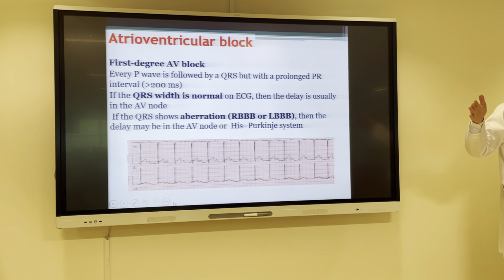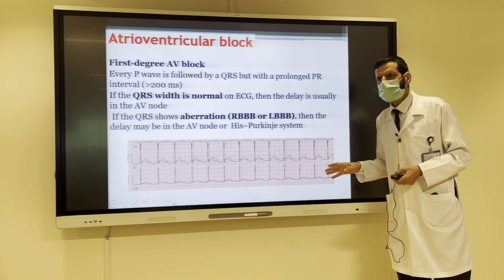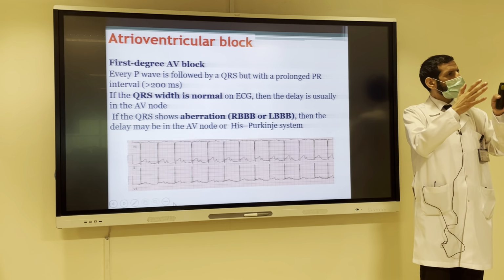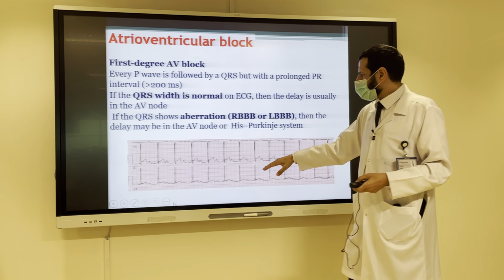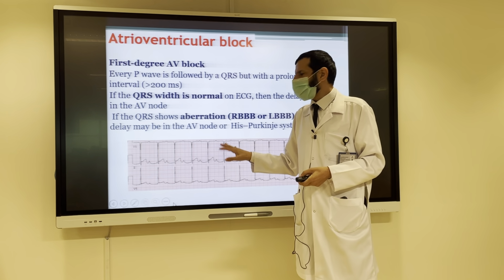And it is conducting all the time, just slow. Everything else is normal in this ECG. So what is this called? First degree AV. It's just delayed conduction of impulse from the atria to the ventricles. Most of the time it's a benign disease. We don't do anything about it and it's not a contraindication.